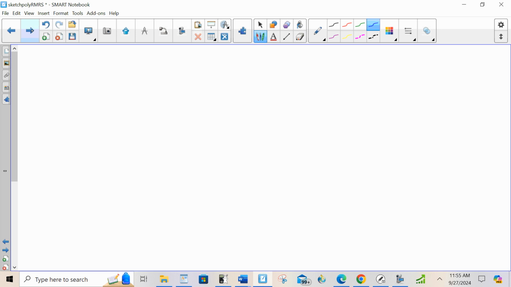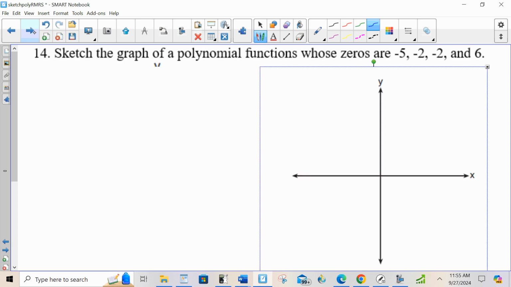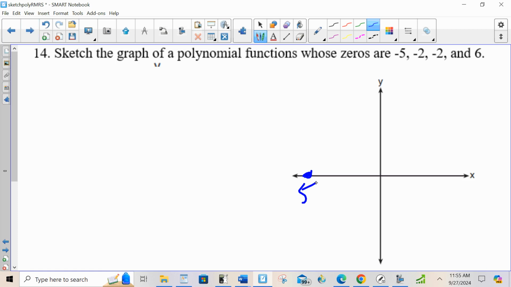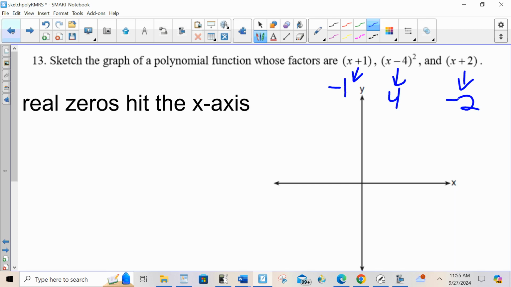If I look at 14, it says the zeros are -5. So -5 is where it hits the x-axis. -2 is where it hits the x-axis. +6 is where it hits the x-axis because the zeros hit the x-axis. This one did not give you the zeros, it gave you the factors, so you have to switch the sign to get the zeros. So now, the zeros hit the x-axis at -1, -2, +4.